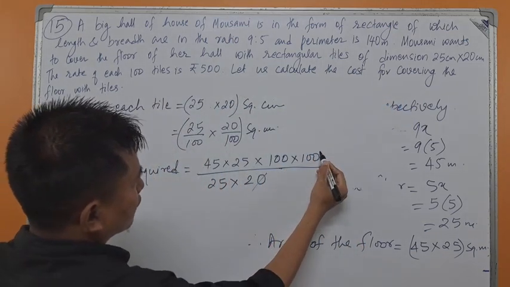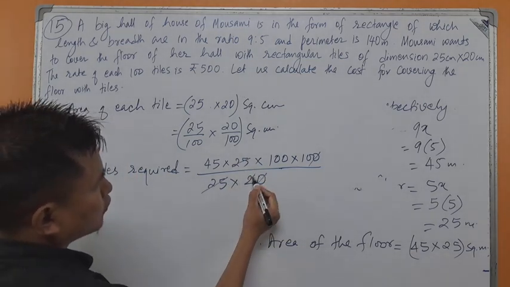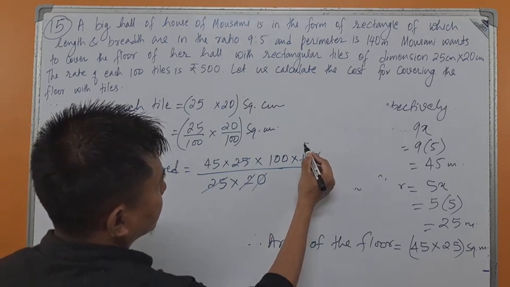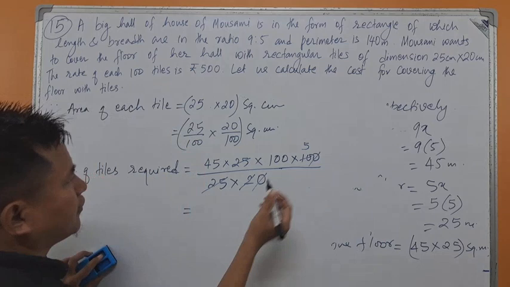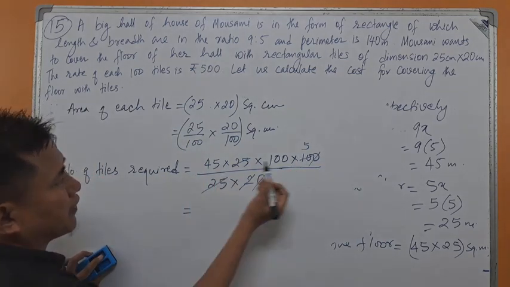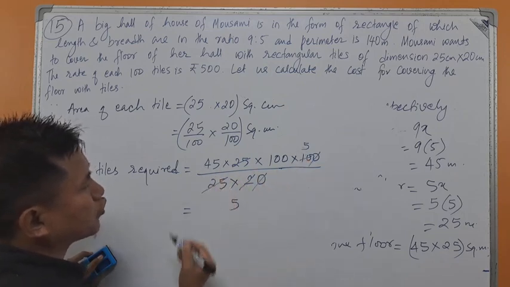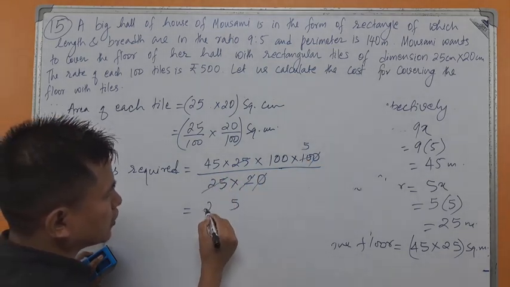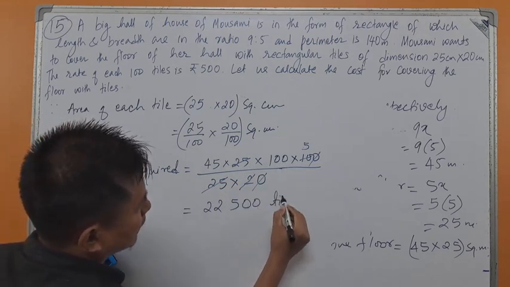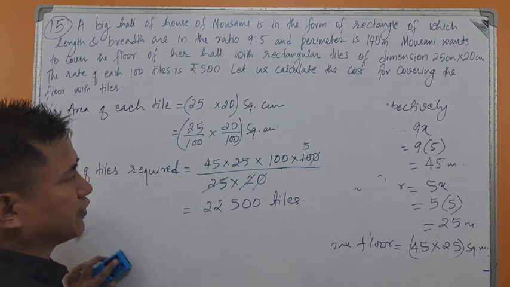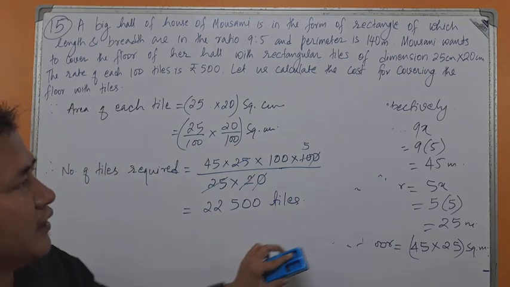This 0 and this 0 cancel out. 25 and 25 cancel out. 2 ones are 2, 2 fives are 10. Or we have 5 into 100 into 45, isn't it? So 5 fives are 25, 5 fours are 20, 20 plus 2 is 22, and these 00 we write here. So we need this many tiles to cover the floor of the hall: 22,500 tiles.